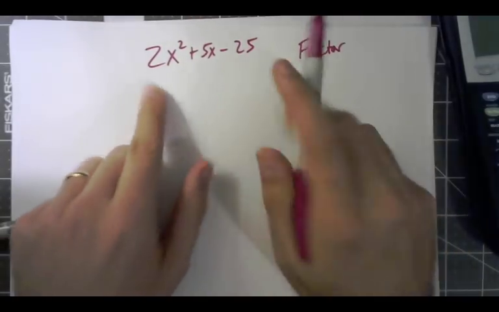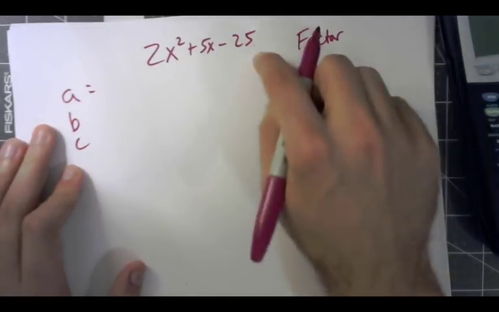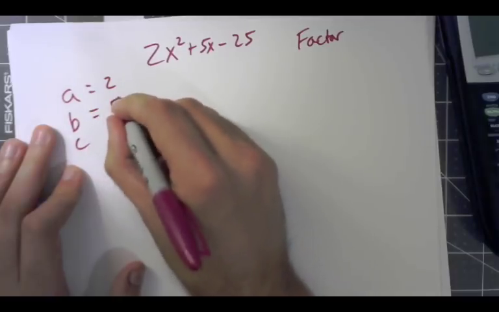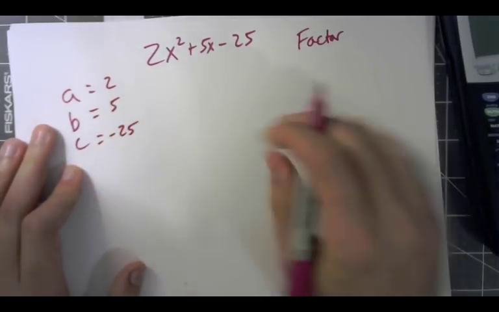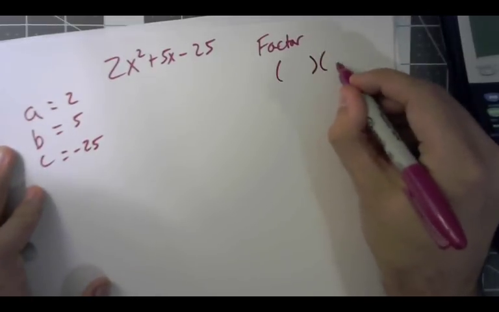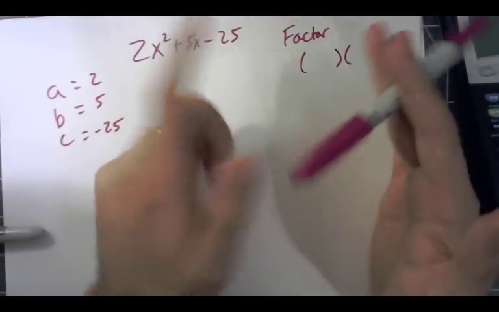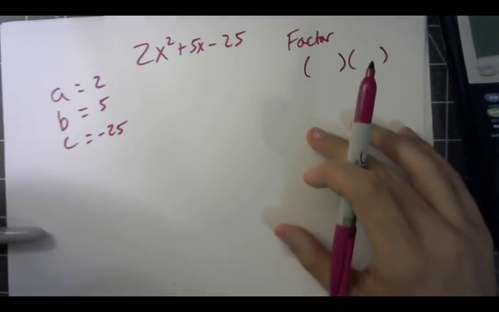So we're going to factor this. We have a, b, and c. Those are our coefficients: 2, 5, and negative 25. So remember, when we factor, we want to get 2 parentheses filled with things. We don't need to equal anything. And if you don't see an equals 0, that means we don't have to have an x equals something.